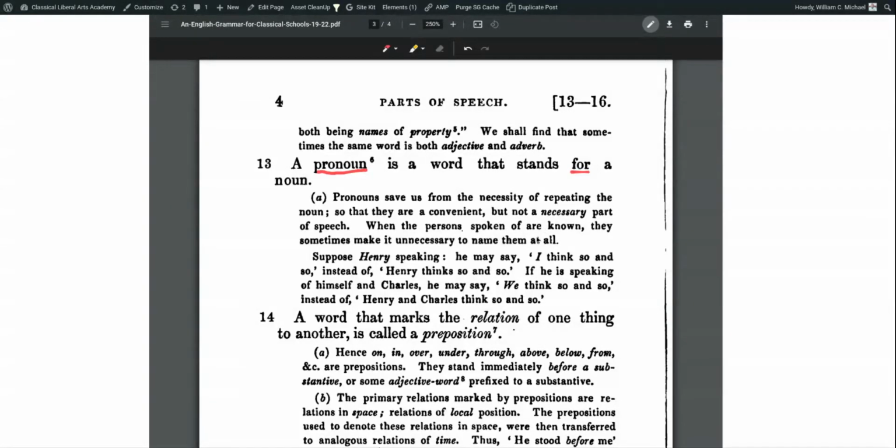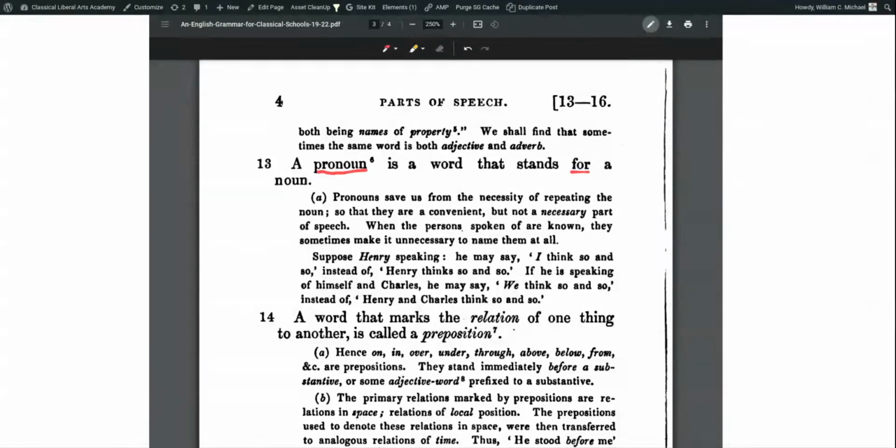When the persons spoken of are known, they sometimes make it unnecessary to name them at all. So pronouns are just used to make speech easier or nicer to listen to. Pronouns save us from the necessity of repeating the noun. So if I say, Mary went to the store and Mary used Mary's purse and paid for Mary's groceries with Mary's money, and then Mary took Mary's groceries and put Mary's groceries in Mary's car, and then Mary drove Mary's car to Mary's house, and then, and we went on. You can see how repeating the noun is annoying.